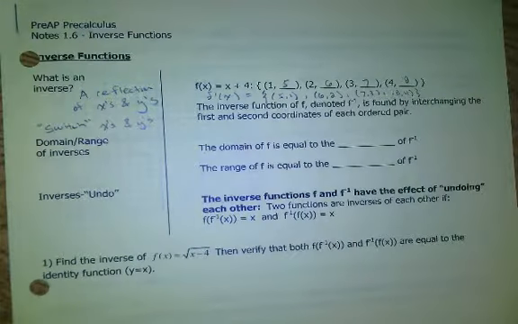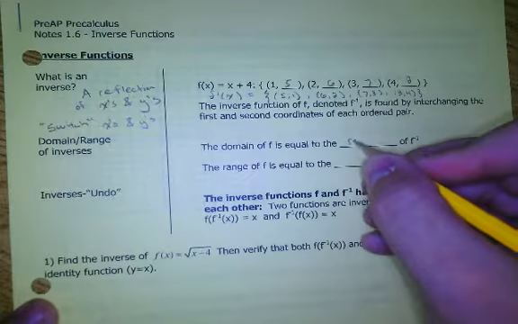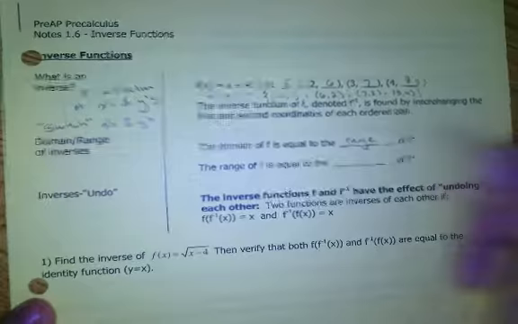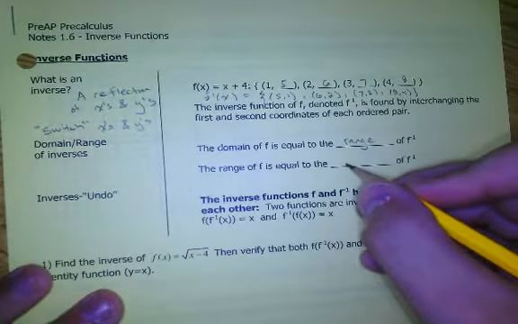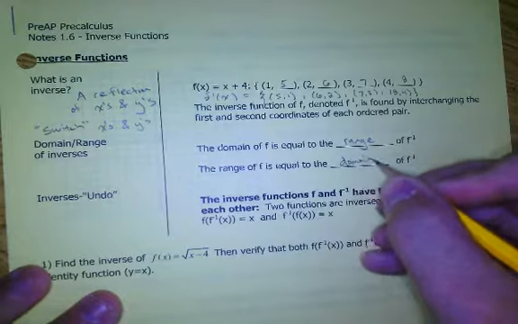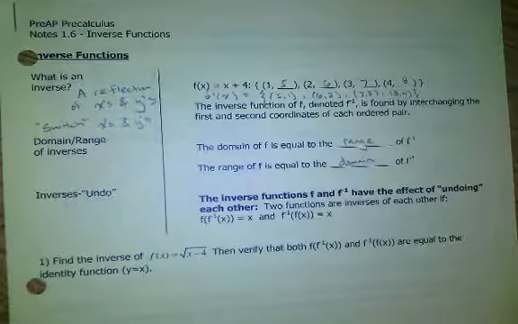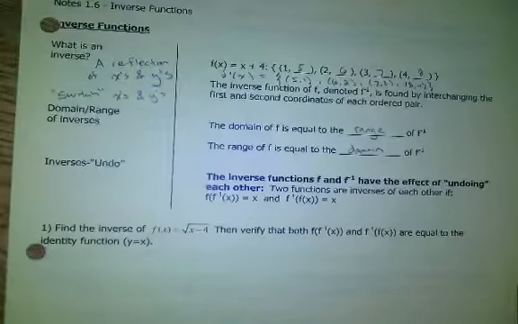So the domain of the original is equal to the blank of the inverse of the range. You really just, because domain is x, range is y, all you do is flip-flop them. So the range of the original is the domain of the inverse.